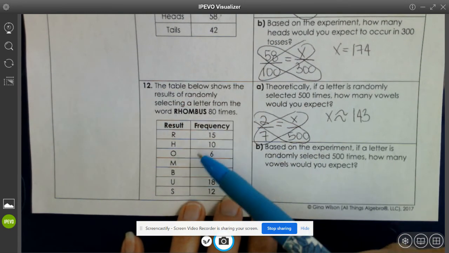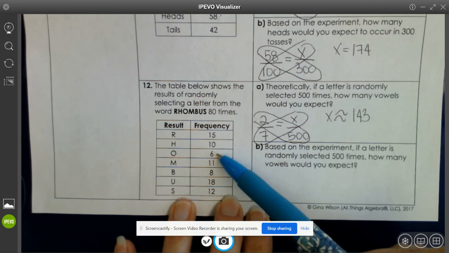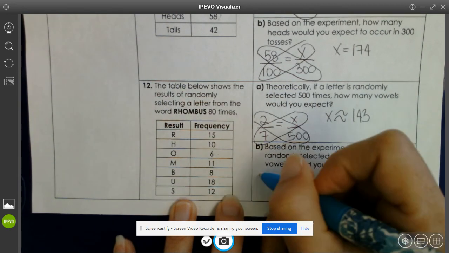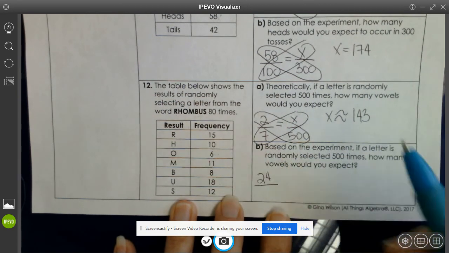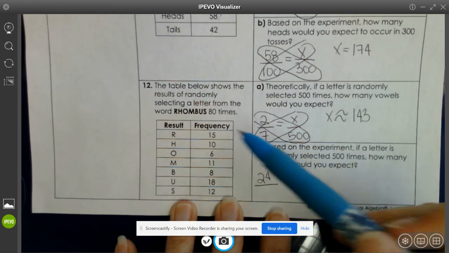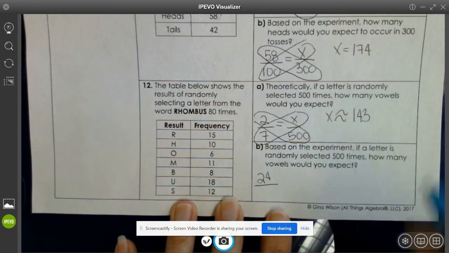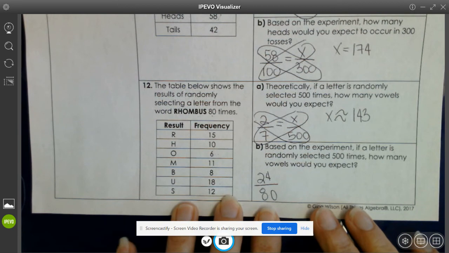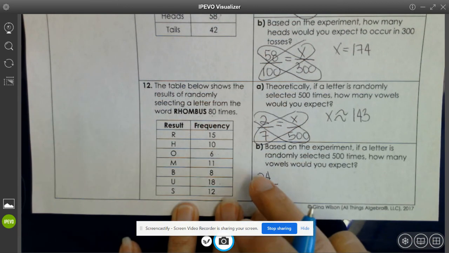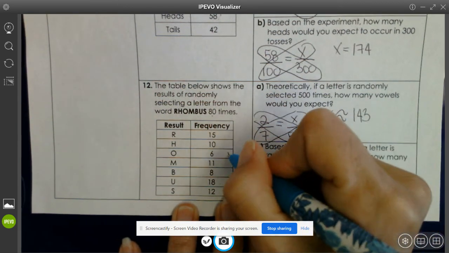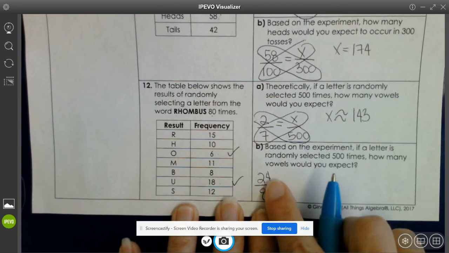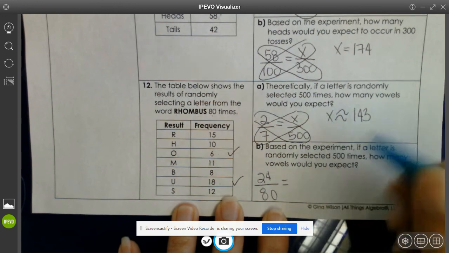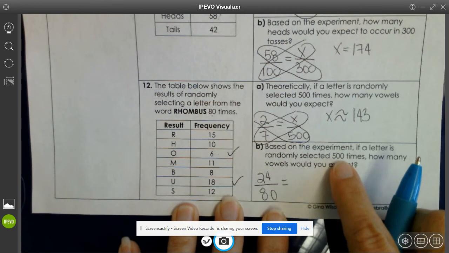you expect? So there are 6 plus 18 vowels. That's 24 out of how many total letters? There are 80 times, right? That's 80 times. That's what actually happened. In 80 times, 24, because this plus this was the frequency that it fell on those vowels. So what actually happened?